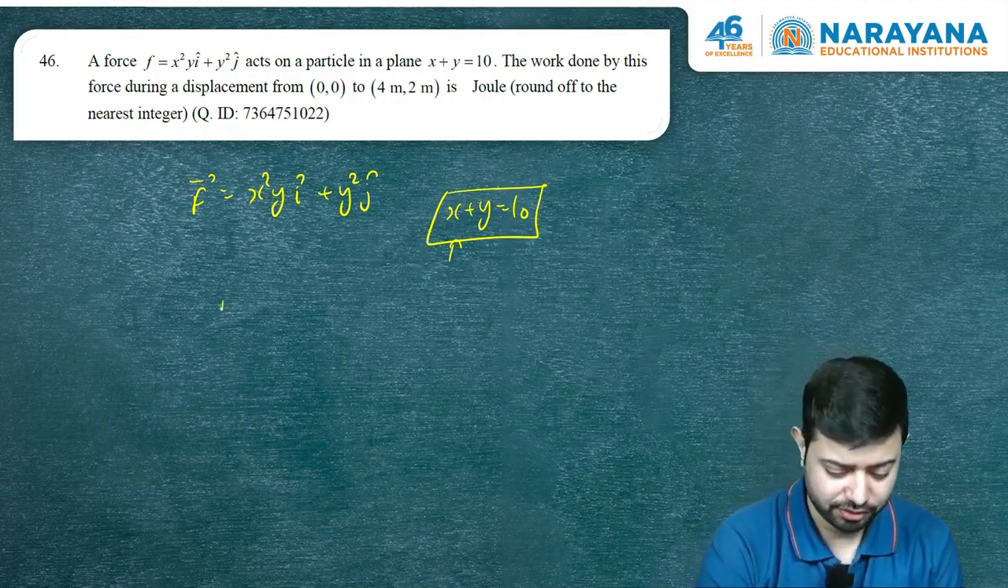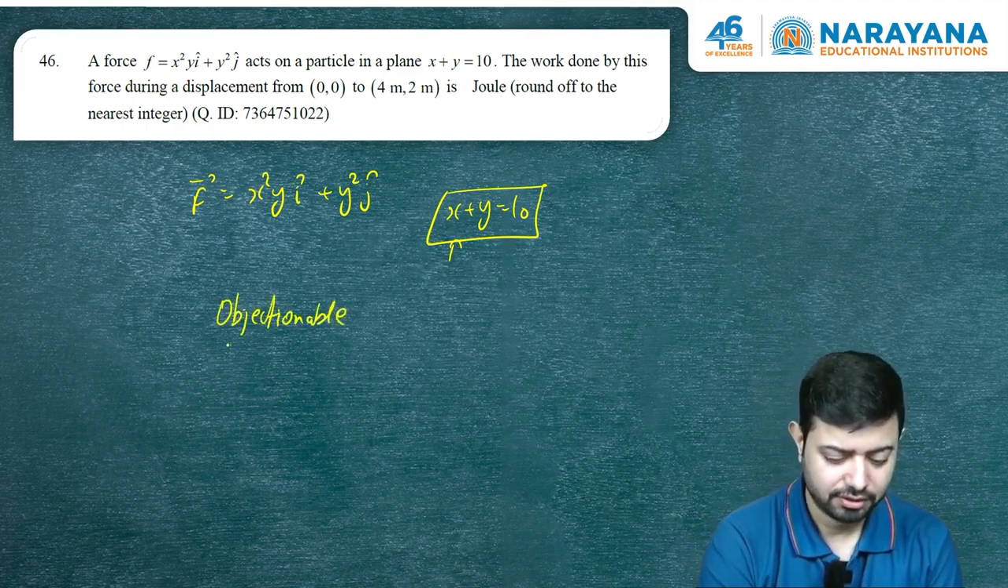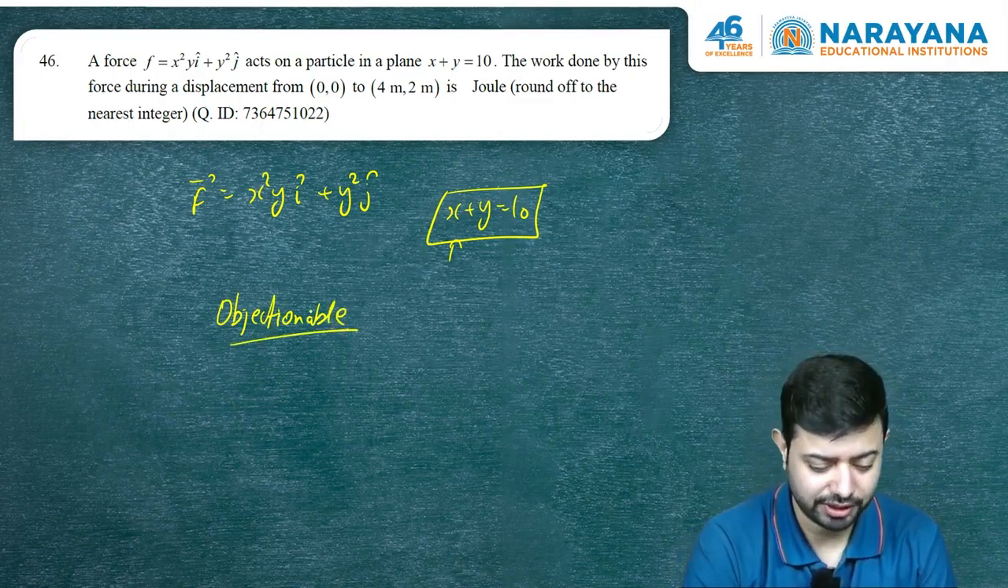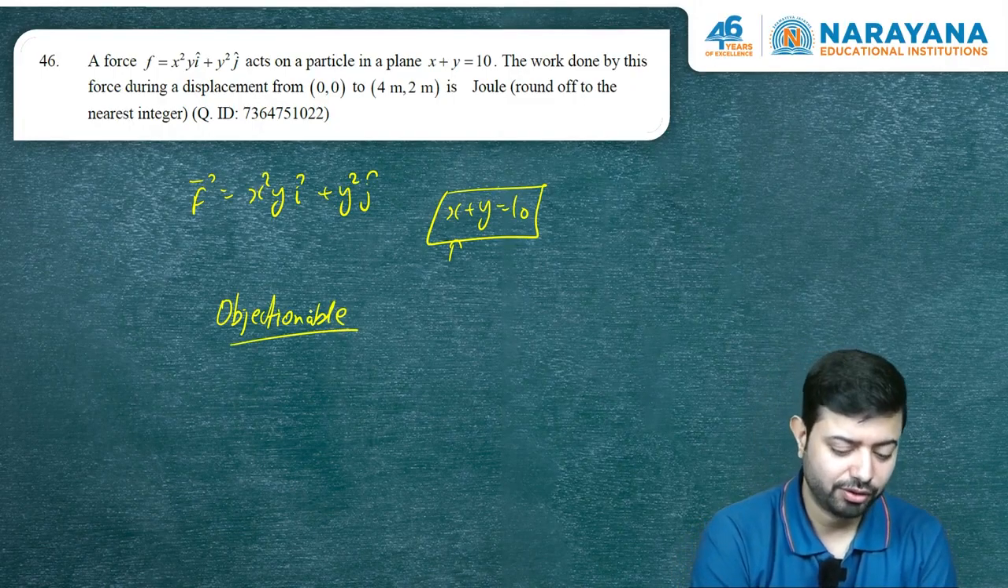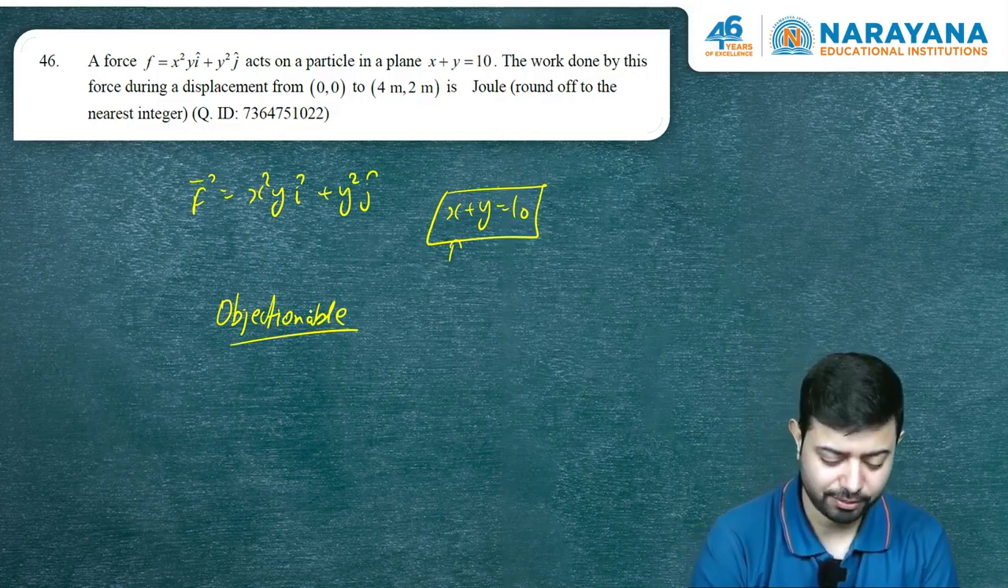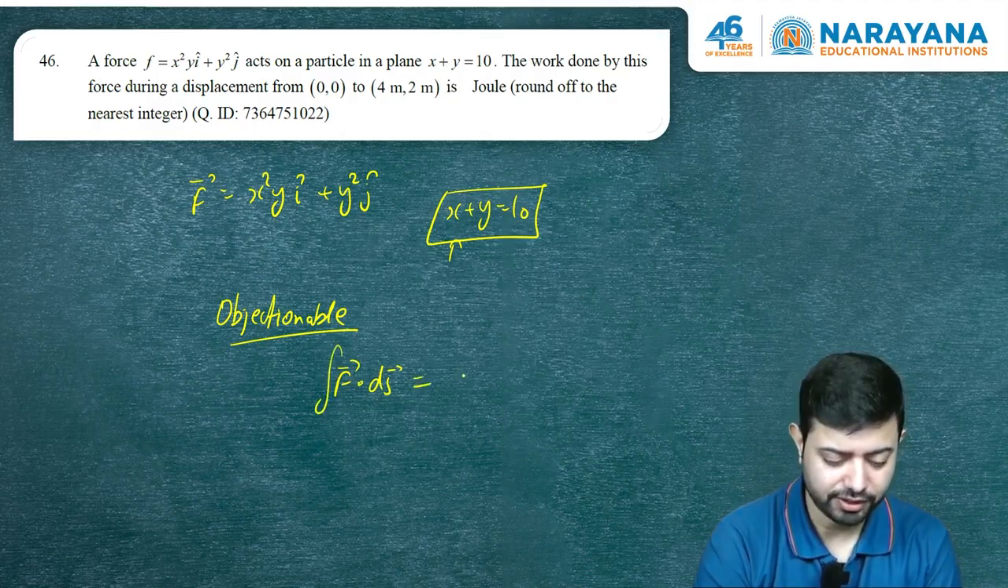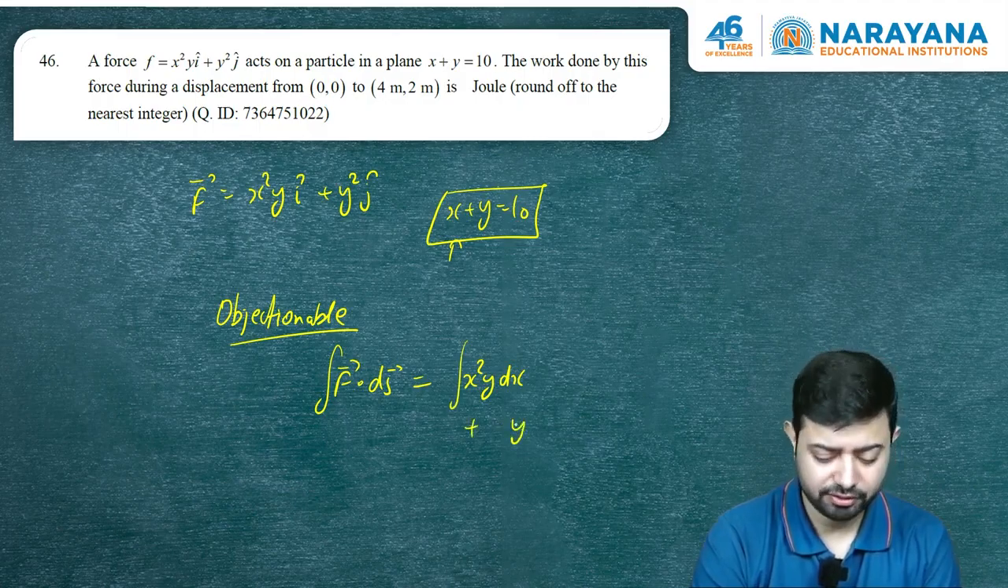Okay. So, this question is objectionable, as we do not have the particle in the plane x plus y equal to 10. If you want to find the work done by the force, you will write down a similar formula, F dot ds, right. Integrate, the x component will be x square y dx, right, plus the y component, which is y square dy, right.